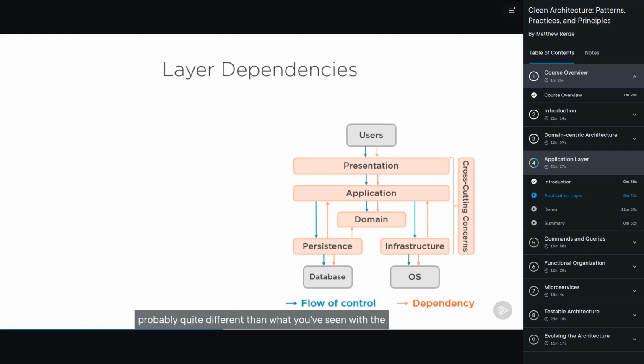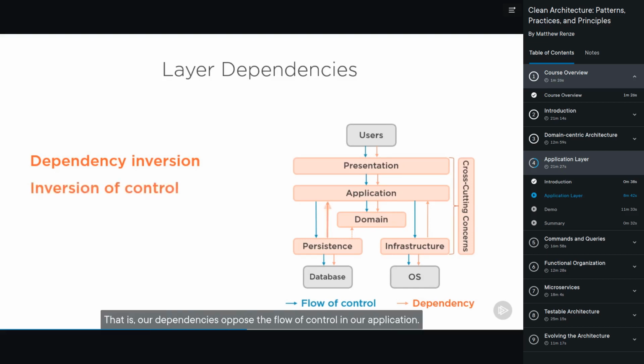Now, this is a completely reasonable assumption because it's probably quite different than what you've seen with the classic three-layer architecture. However, these inverted dependencies are in fact correct. When building this more modern architecture, we utilize the dependency inversion principle. It states that abstractions should not depend on details, rather, details should depend on abstractions. So, in the persistence and infrastructure layers, we implement the inversion of control pattern. That is, our dependencies oppose the flow of control in our application.